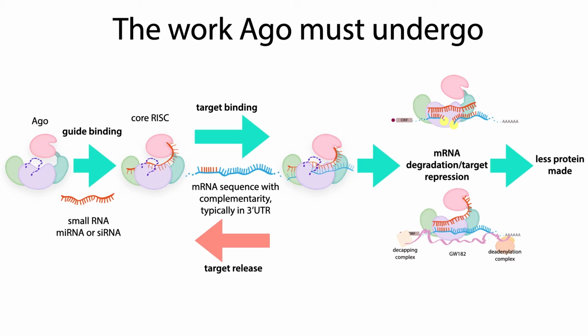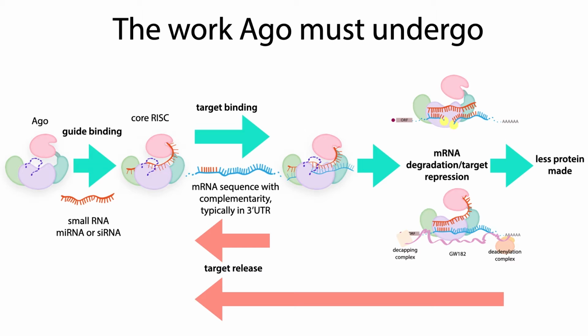All of this leads to less protein being made, and then once AGO releases the target, it can do this again and again because the core RISC complex, so AGO bound to guide, is incredibly stable. It has a half-life of weeks, which means it takes weeks for half of it to fall off, and then half of that to fall off. It takes more weeks, and so basically it's super, super stable. So the single RISC, an AGO bound to a guide, is incredibly powerful.